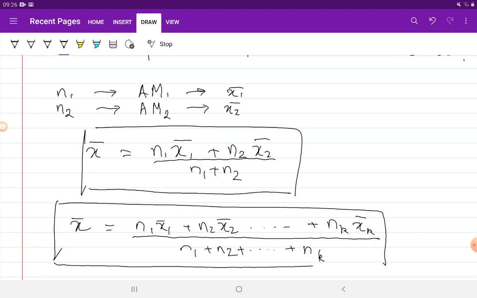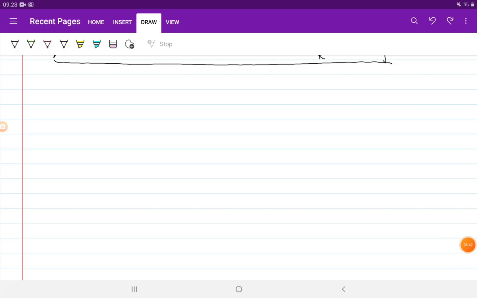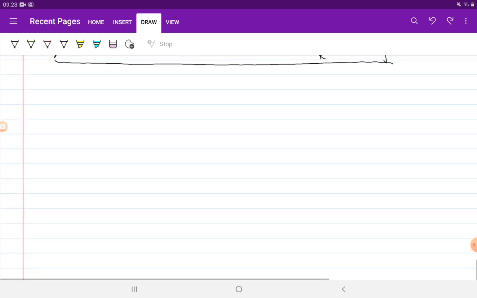All those who are interested in going for any sort of competitive examination, do remember this relation. It comes in very handy and useful. We can have problems based on this property. I'm taking the example from the book where you have two classes.